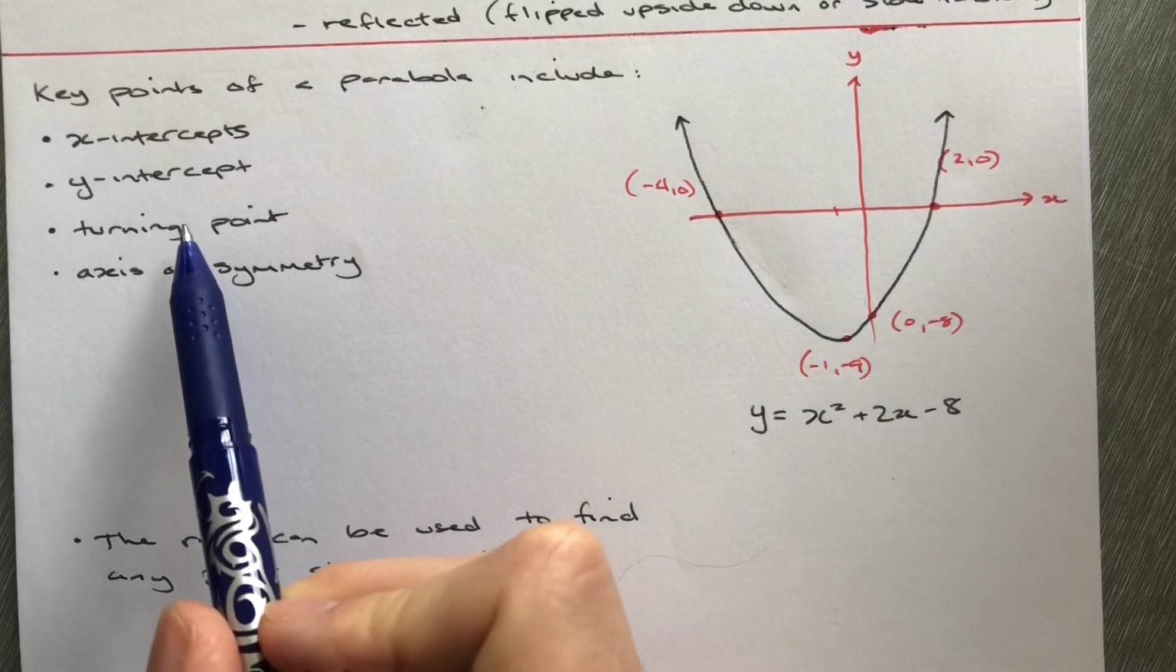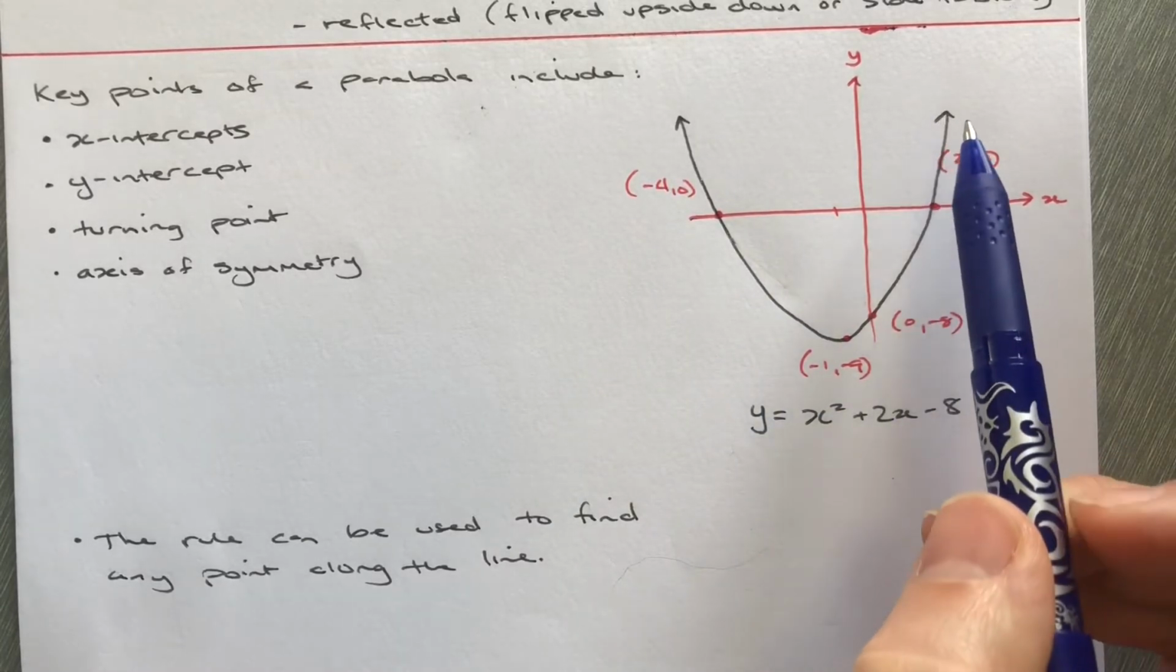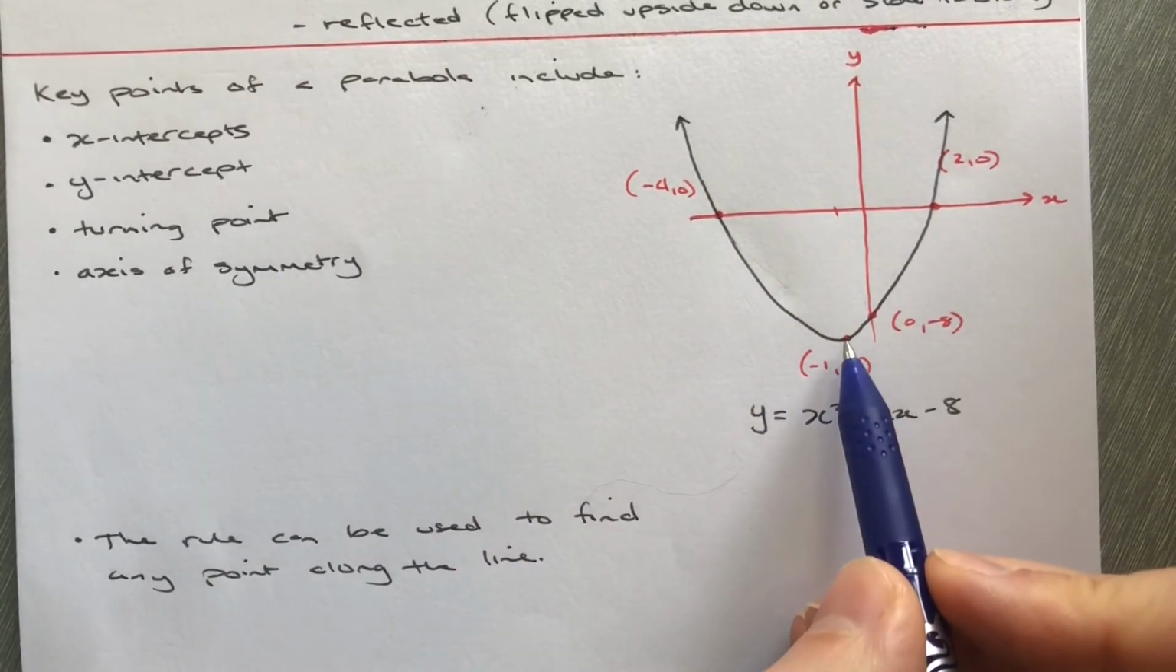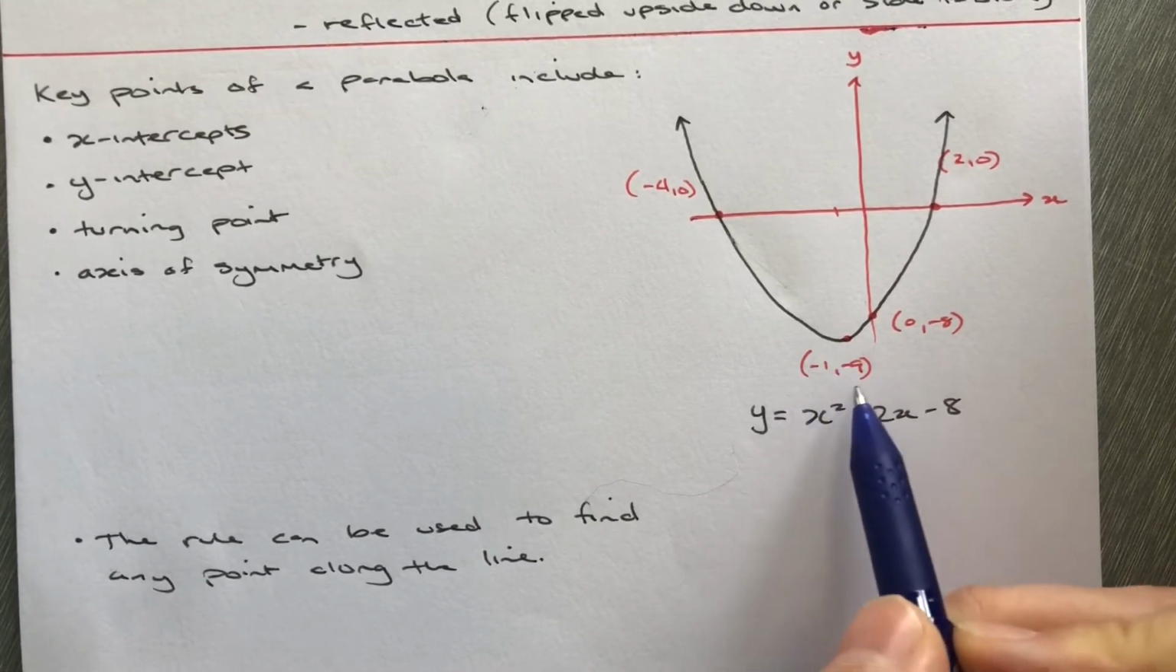The next one, the turning point. We can see that it starts going down this way and then it changes direction up here. So the turning point is where it turns. That would be this bit just here. So there's the coordinates of our turning point.